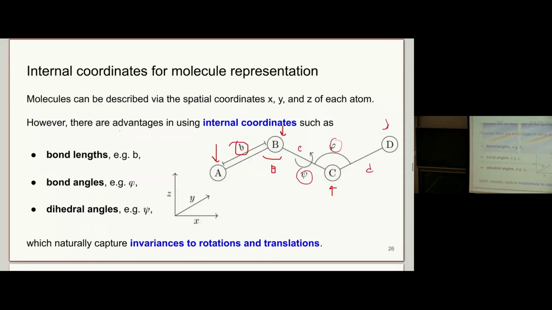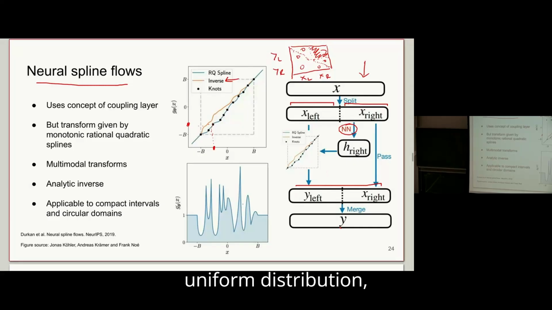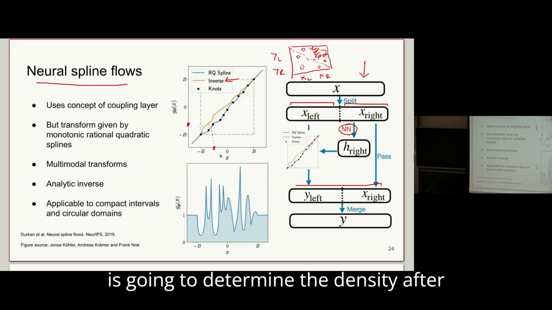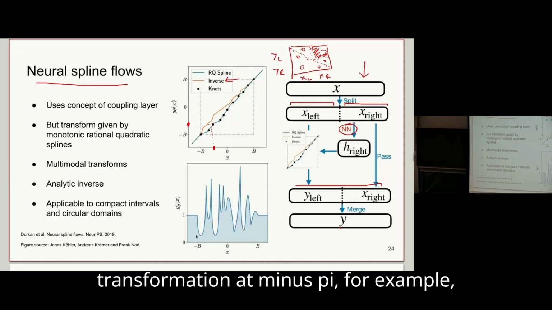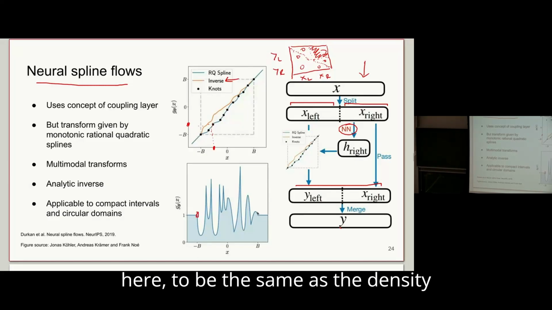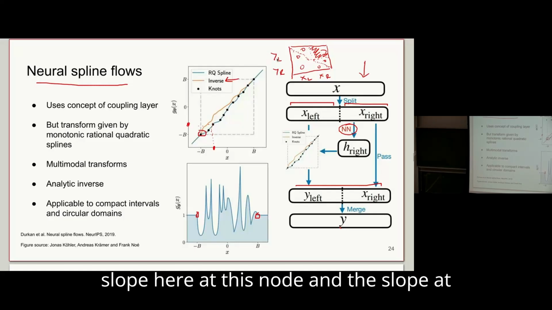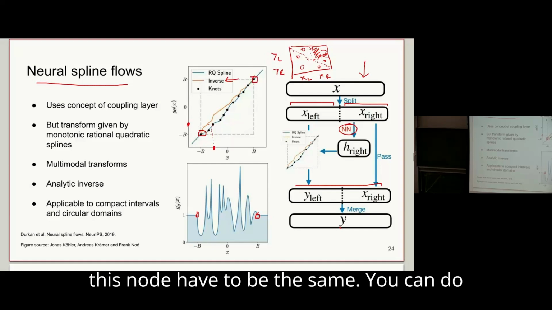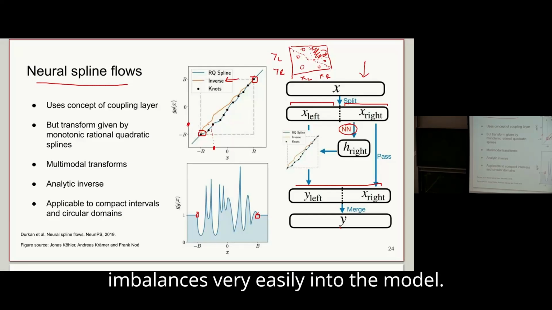In your transformation, if you have some uniform distribution, the derivative of this line in blue is going to determine the density after the transformation, and you just want the density at minus pi to be the same as at plus pi. You just need to say that the slope here at this node and the slope at this node have to be the same. You can do that very easily in the neural spline flows. Okay, so you can introduce these symmetries very easily into the model.